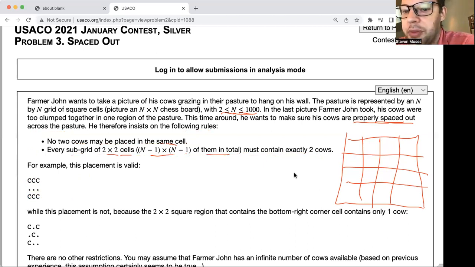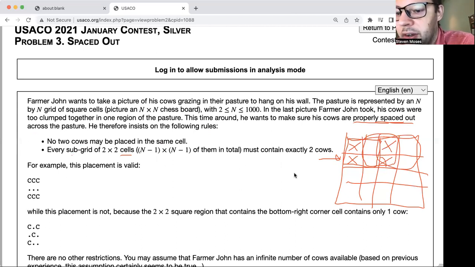So let's fiddle around with that a little bit. I'm going to use X's to mark a cow. So if I have a cow here and here, then looking at the next row, I could have a cow here and here. That would be fine, because then I've got 2 cows here, 2 cows here, 2 cows here. Getting on to the next row, what if I stagger this? If I put a cow here and here, then that looks fine too.